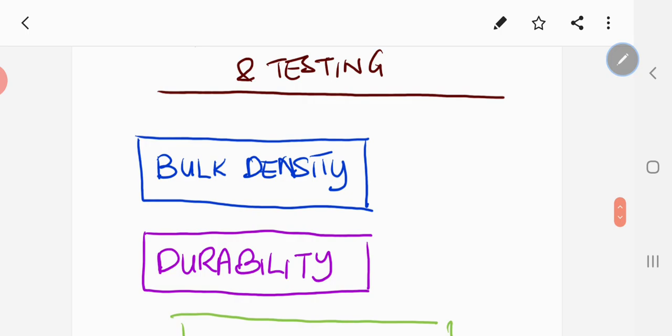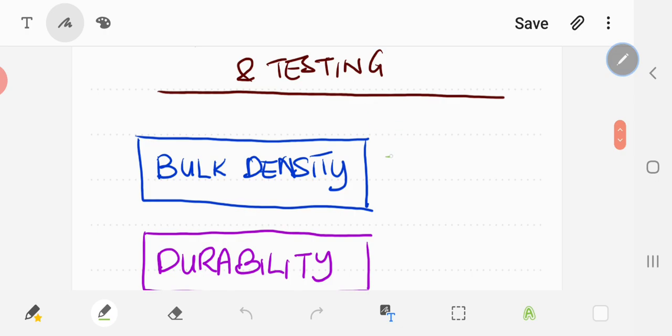For bulk density of aggregates, it is the mass of aggregate in a given volume. So you can weigh your aggregates, that is the mass, and then divide by the volume, that is the value for bulk density. The good bulk density is between 1450 to 1750 kilogram per meter cubic.